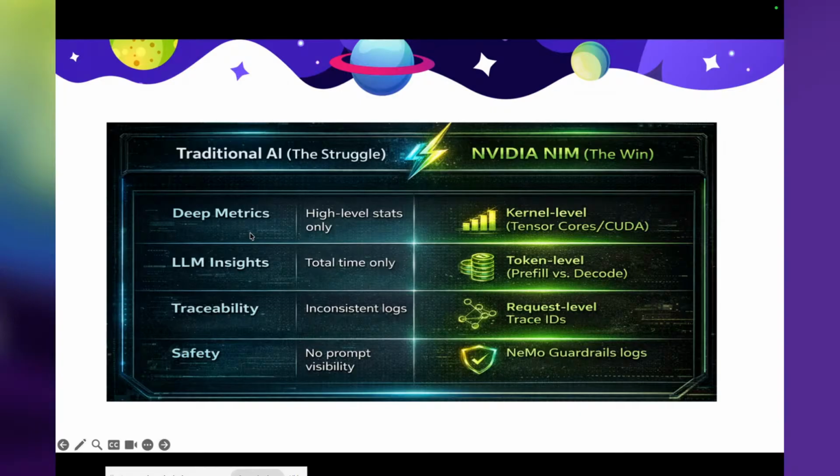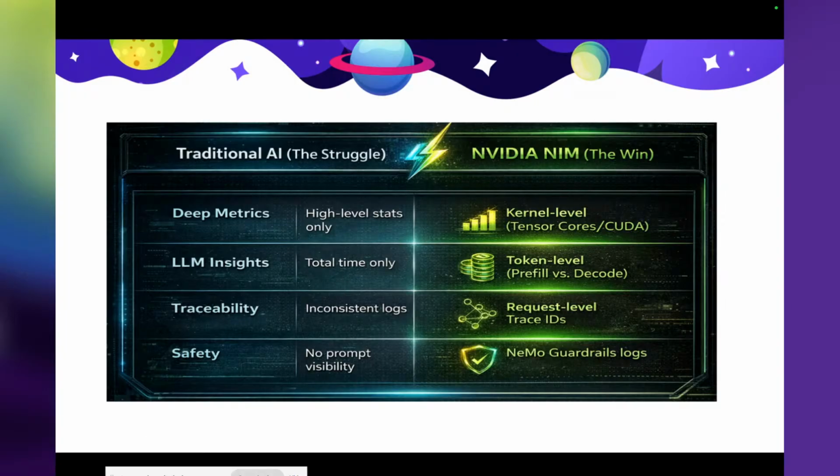In terms of metrics, it provides us deep metrics, not at the surface level. It provides stats, like deep kernel level visibility into exactly what the GPUs are doing. And next comes the LLM insights. Instead of just knowing that a prompt took 5 seconds to run, NIM breaks down the performance to the exact token level.